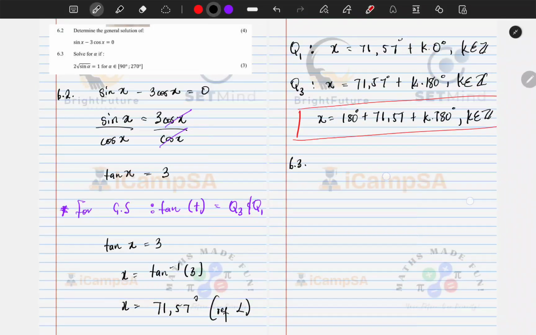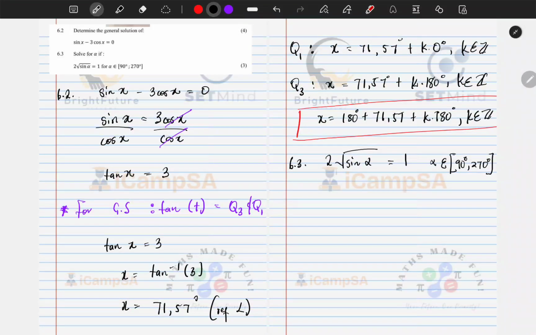So in 6.3, they are saying we need to solve for alpha if 2 root of sine alpha is equal to 1. And we are being told the condition there, right? Which is 90 and 270. So your alpha should be an element between 90 degrees and 270 degrees.